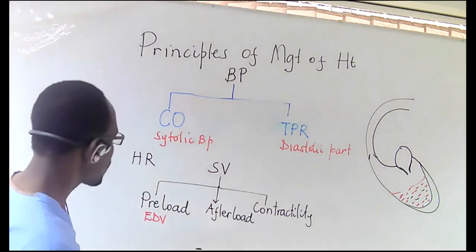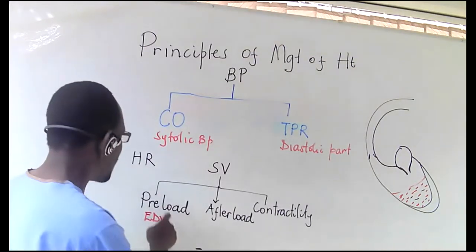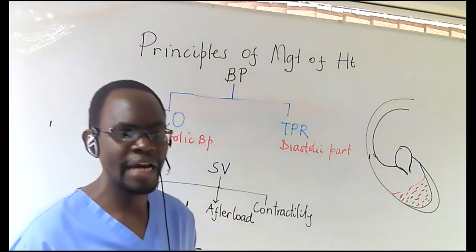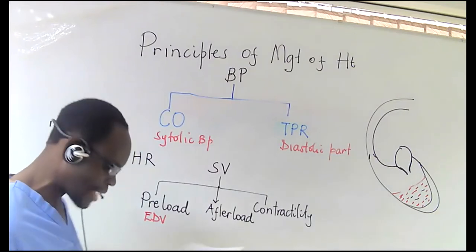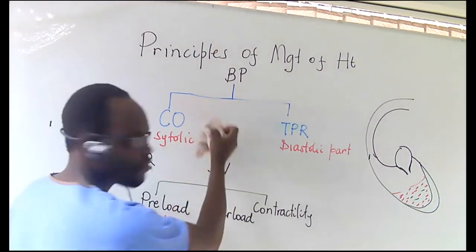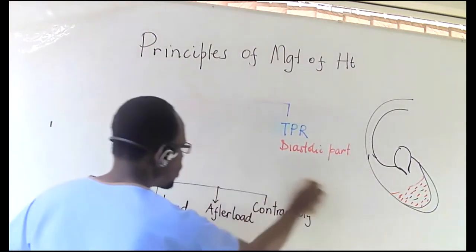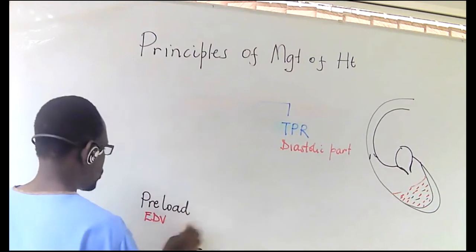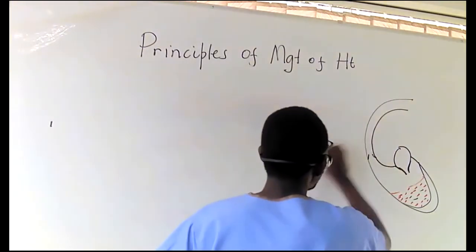Okay. So the story does not end here. Preload is also determined by two things: the venomotor tone and the total blood volume. So we are saying that preload, in other words the amount of blood that will come into the ventricles at the end of diastole, is also determined by two things.